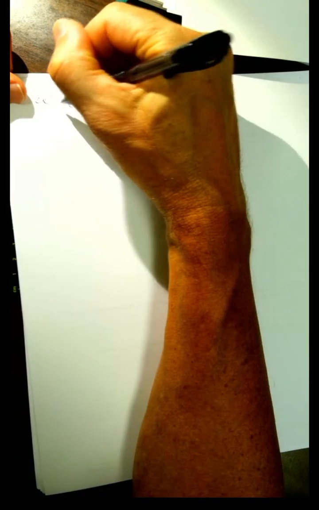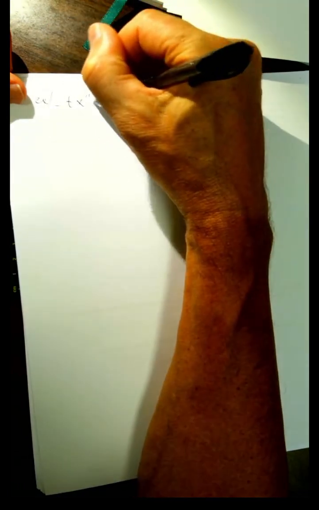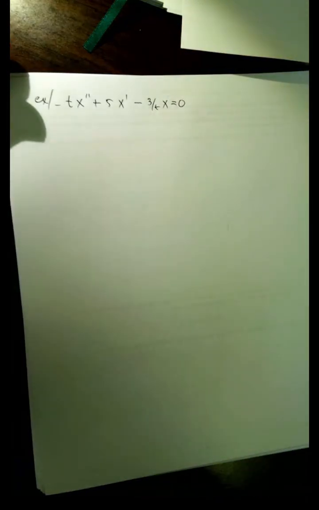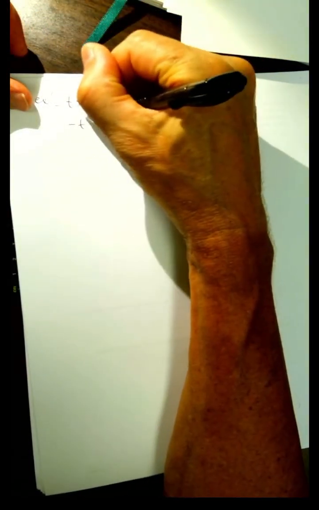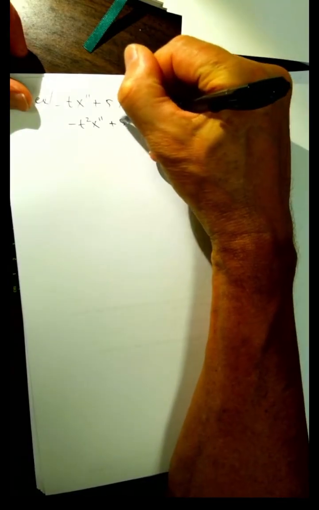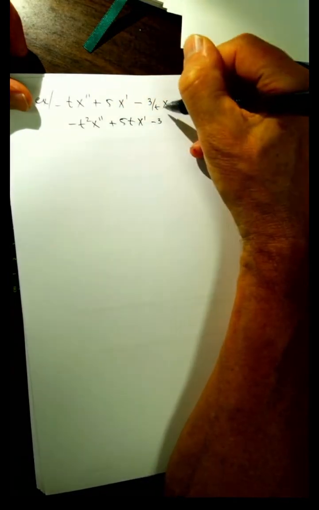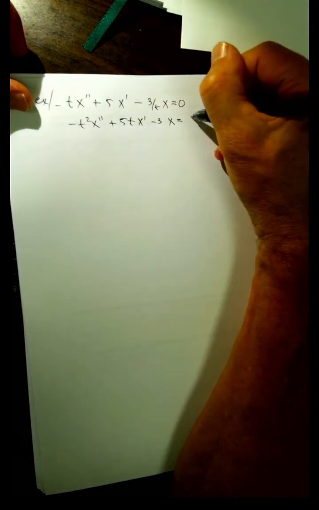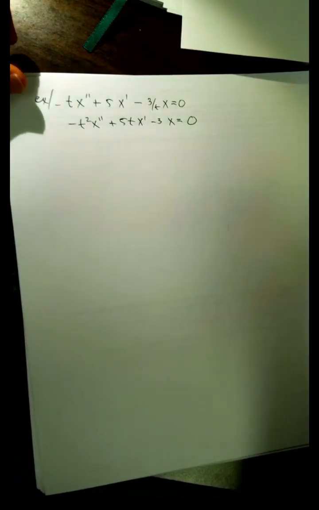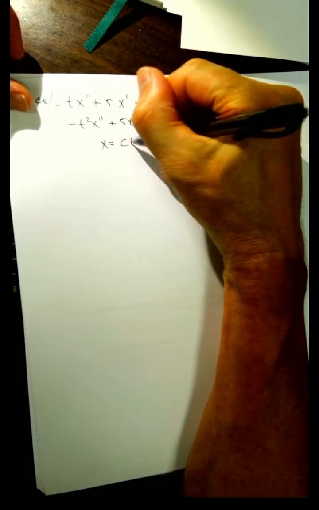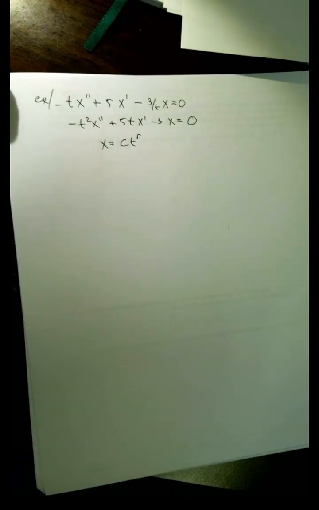Let's do minus t x double prime plus 5x prime minus 3 over 2x is 0. Once again, it's not Cauchy-Euler, but it's like it. But if I multiply everything through by t, I get minus t squared x double prime plus 5t x prime minus 3. The t's cancel, so I get minus 3x is 0. Now it's in Cauchy-Euler form. Now I can make my assumption that it looks like c times t to the r.